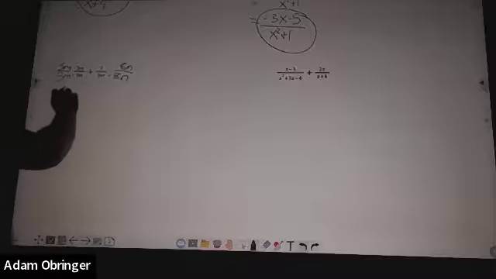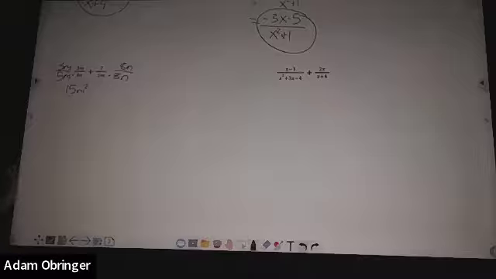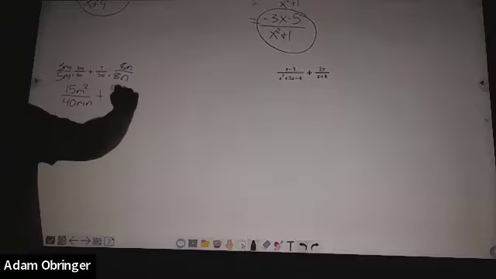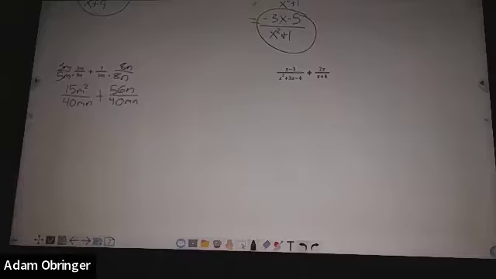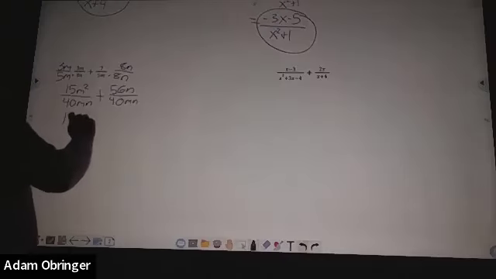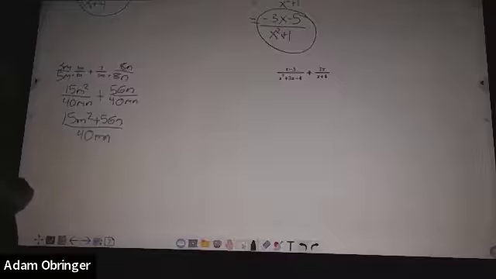So 5M times 3M is 15M squared over 40MN plus 7 times 8 is 56N over 40MN. And now that my denominators match, I can add the numerators. 15M squared plus 56N over 40MN. And ideally, I would be able to factor, but there is no way I'm going to factor that numerator. So I just got to let it be, circle my answer.